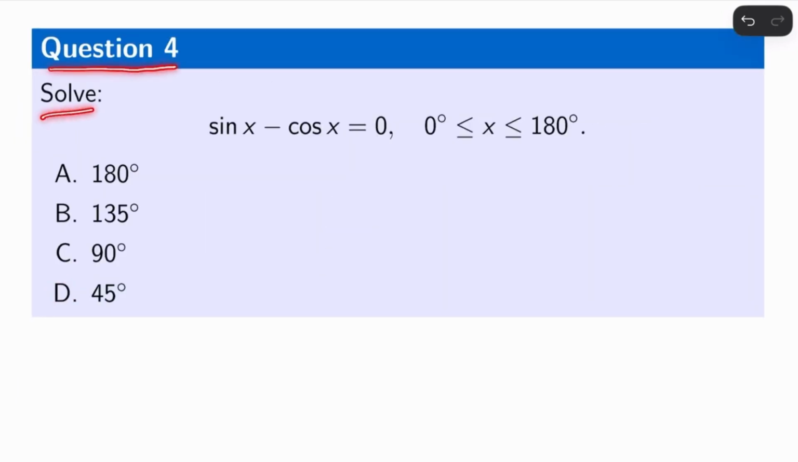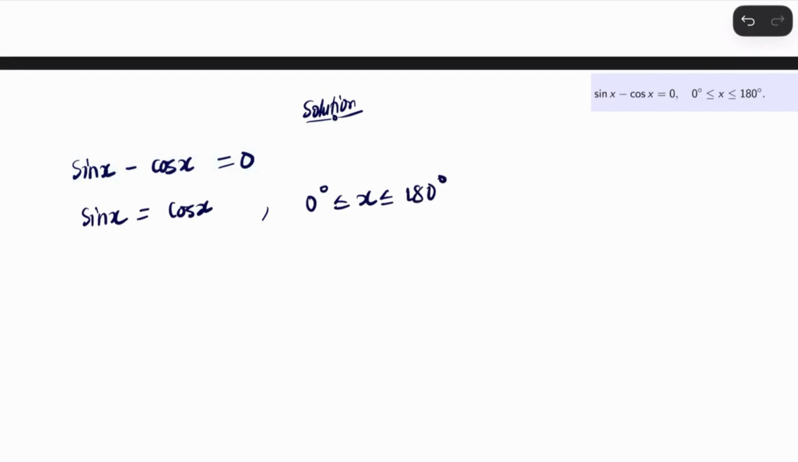Question number 4. Solve sine of x minus cosine of x is equal to 0, where x lies in between 0 and 180 degrees. Solution. So here we have sine of x minus cosine of x is equal to 0. And this is equal to sine of x is equal to cosine of x, where x lies in between 0 and 180 degrees.